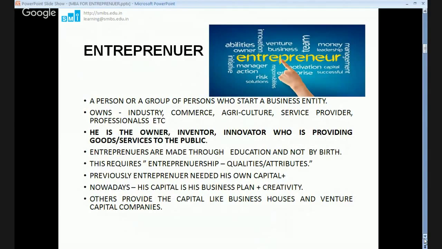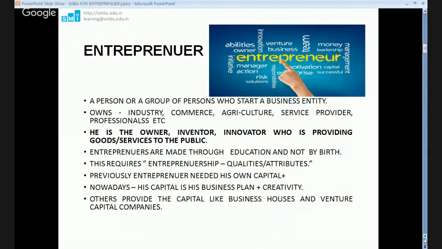An entrepreneur is a person or a group of persons who start a business entity. They own the industry, commerce, agriculture, service providers, professionals, etc. Today you find anything in this world, on the back of it there is one entrepreneur. Without an entrepreneur, there is no product, no business, nothing.